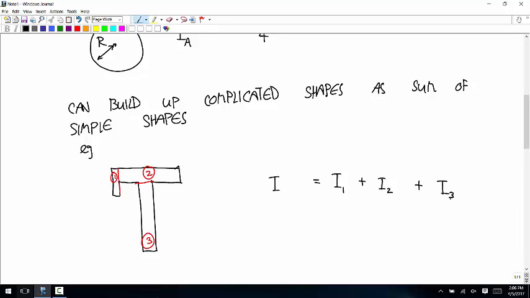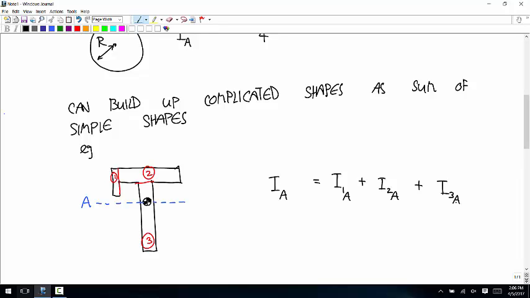But there's one thing you have to deal with, and that is the moment of inertia of the whole thing needs to be about the neutral axis of the whole thing. So you find the centroid of the whole thing, up here somewhere, and then this is the neutral axis. Let me call this A. So the total moment of inertia about A is equal to the moment of inertia of rectangle one about A, two about A, and three about A.